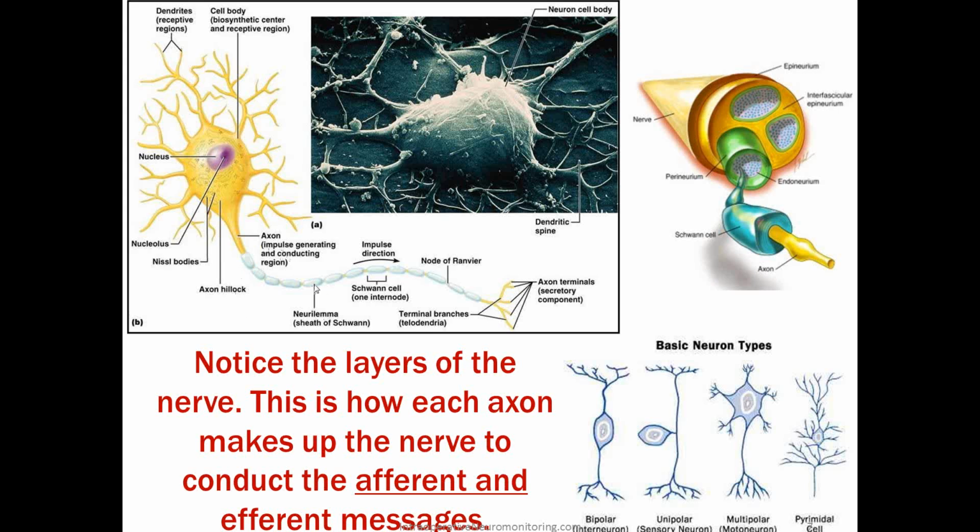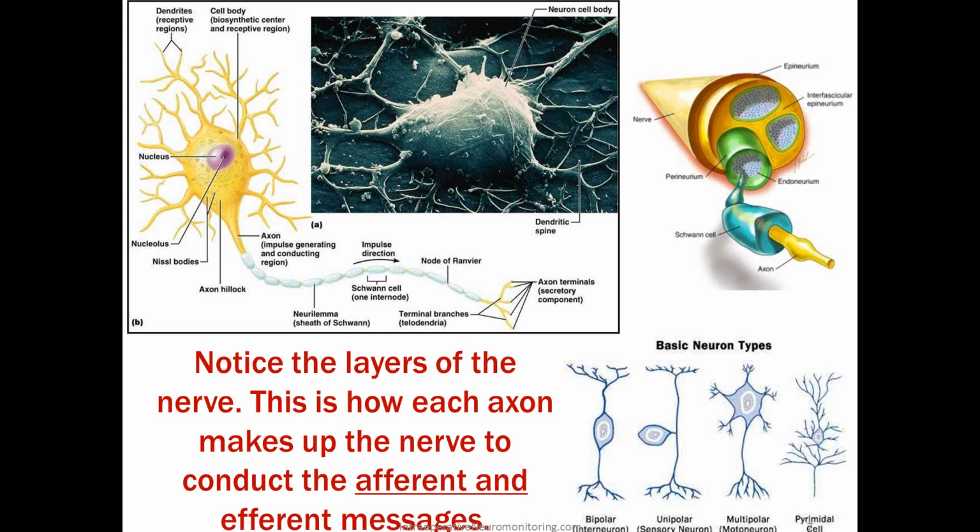This is the Schwann cells here. This is the direction of the impulse. Each Schwann cell is interrupted by this little node of Ranvier. When the action potential goes across the axon, we'll see a little bit later, it jumps across from node to node. This makes transmission of the information quicker. And then we have the axon terminals, where it releases its neurotransmitters.